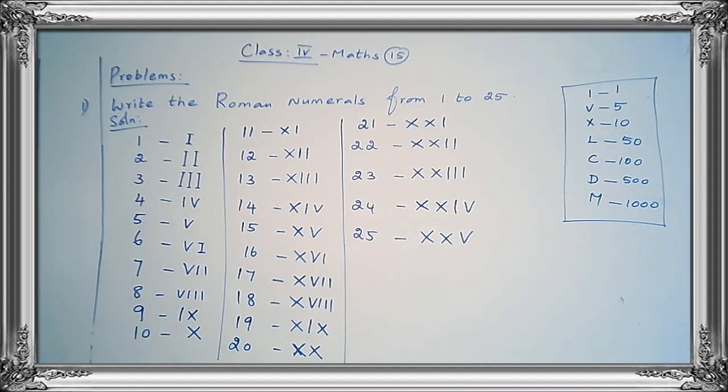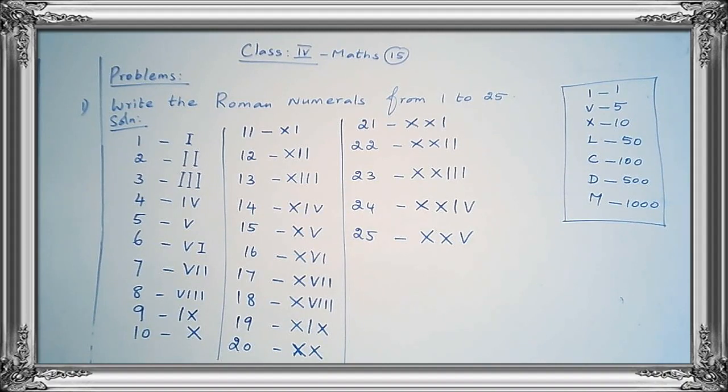Write fast, children. Write the Roman numerals from 1 to 25. 1 means I. 2 means II. 3 means III. 4 means IV. And 5 means V. 6 means VI. 7 means VII. 8 means VIII. 9 means IX.